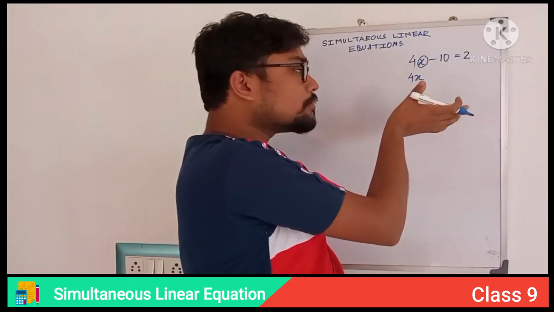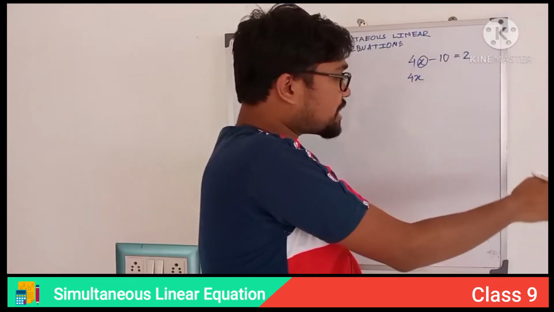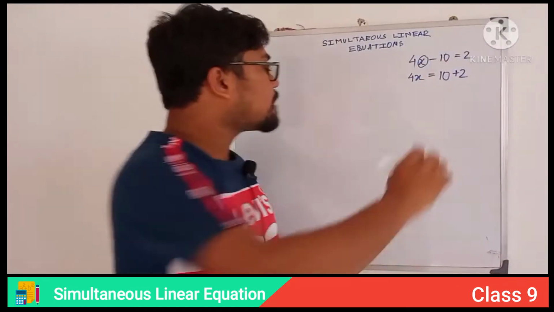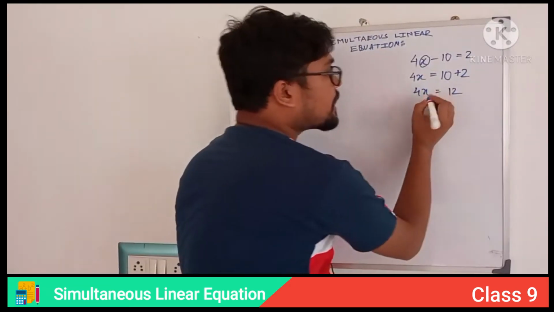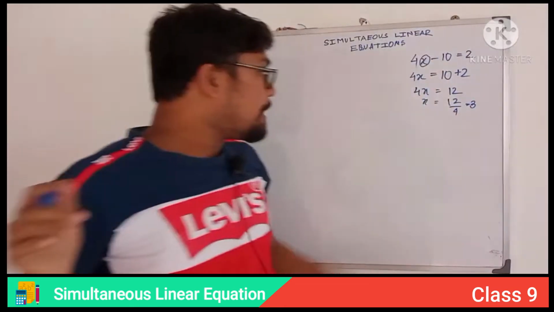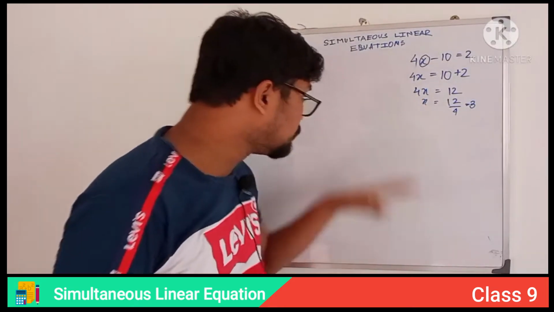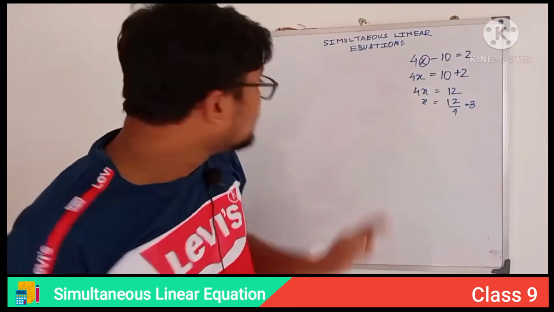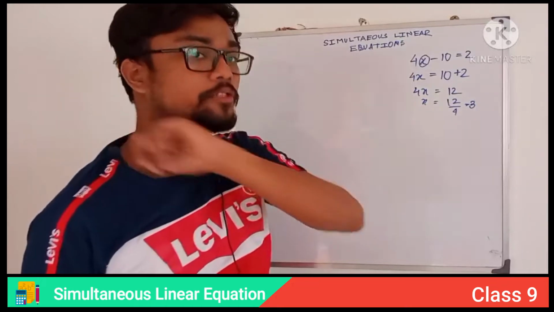Now first we take plus 10 to the other side of the equation. What we will get? 10 plus 2. Fine. Now 4x equal to 12, and finally x equal to 12 by 4, that's equal to 3. In this process, we solve these types of problems. Here we have one equation with one variable. Now, in class 9, we have to solve two variables with two equations.